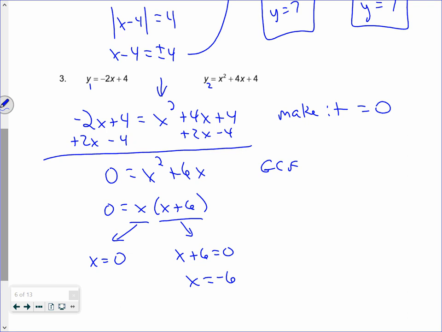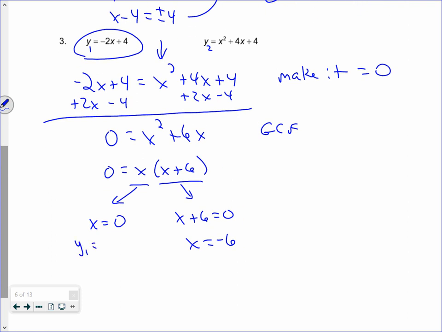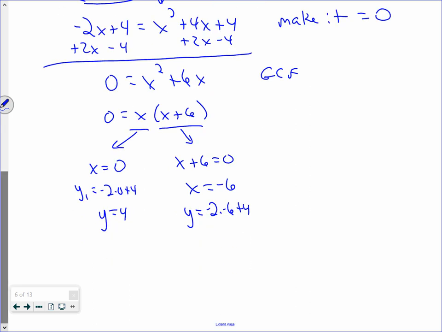You can pick whichever one's the easiest one. So this one is going to be easier to plug into. We can practically do that one in our head. y equals -2 times 0 plus 4, which gives me y equals 4. And I think you can also see that if you use this one, you get 4 for that as well. For the -6, y equals -2 times -6 plus 4, which gives me 12 plus 4, which is 16. So my two answers are 0, 4 and -6, 16.